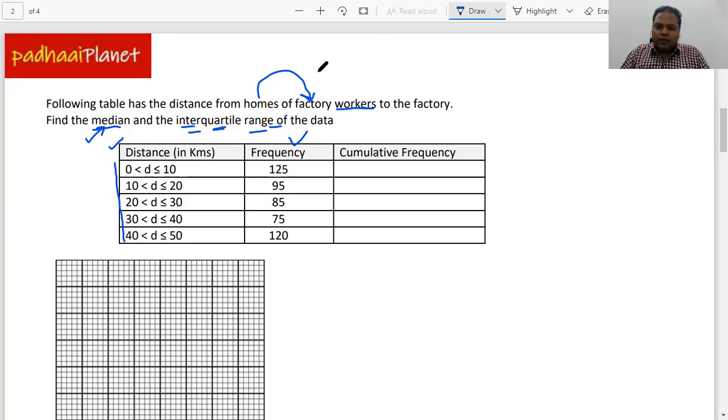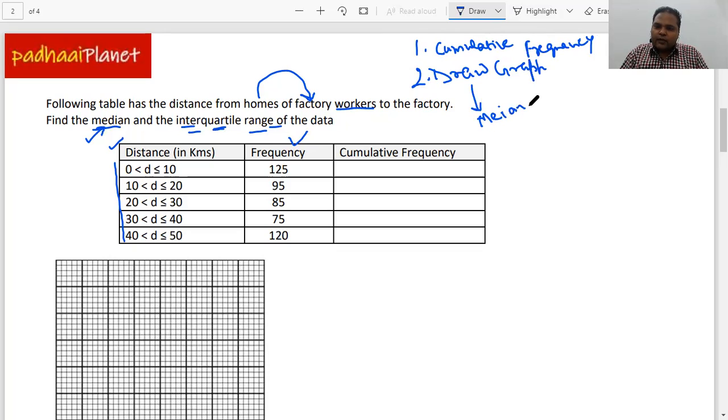Now, when we need to find out the median, first we need to establish the cumulative frequency. That is what we need to find out. And once we get that, then we simply need to draw the graph. Okay, and then we plot the median. And obviously from the graph, we will first find the median, and then to find out the interquartile range, that's IQ, we will first find out the upper quartile.